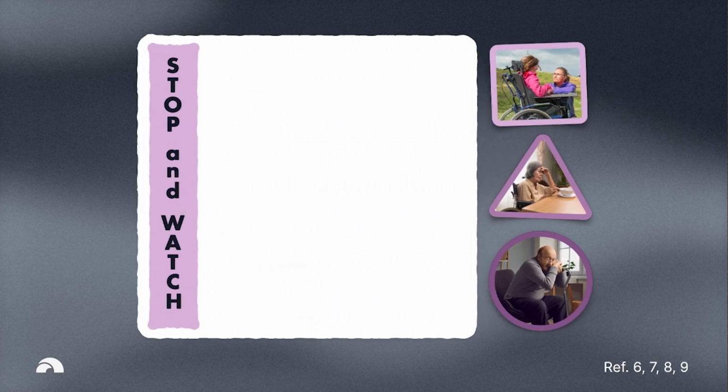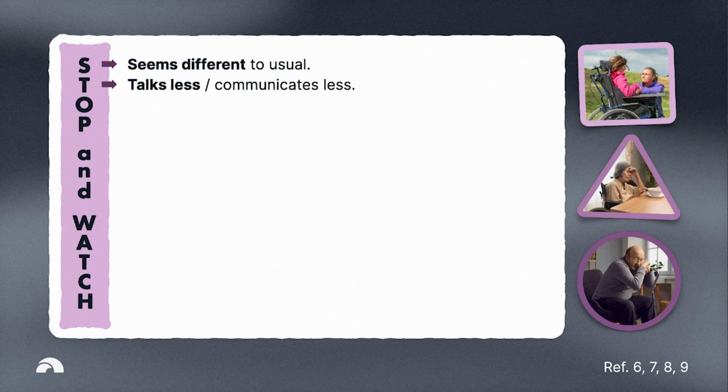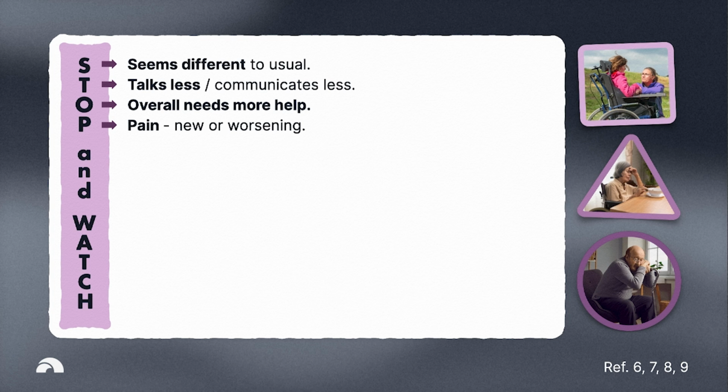Stop and Watch is S: Seems different to usual. T: Talks or communicates less. O: Overall needs more help. P: Pain, new or worsening. P: Participates less in activities.